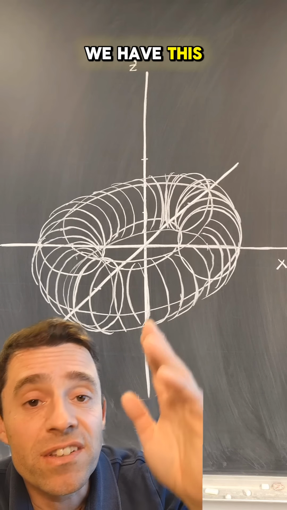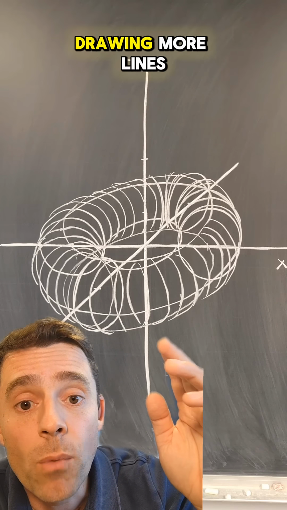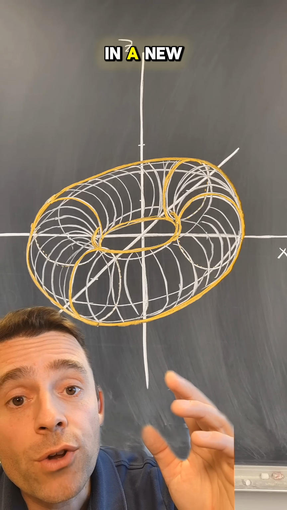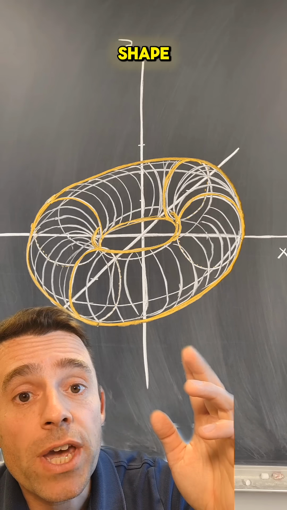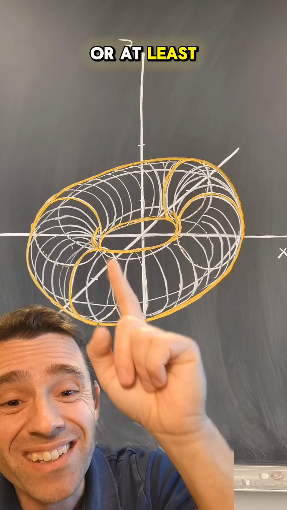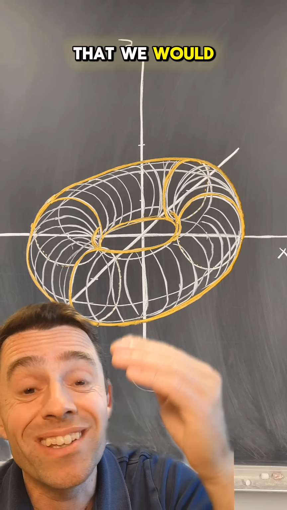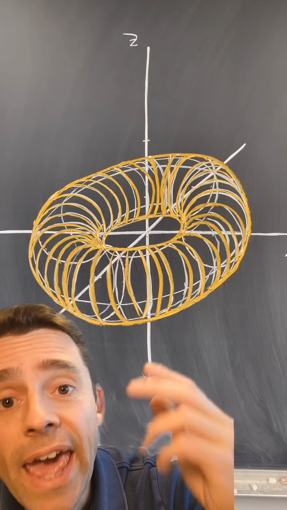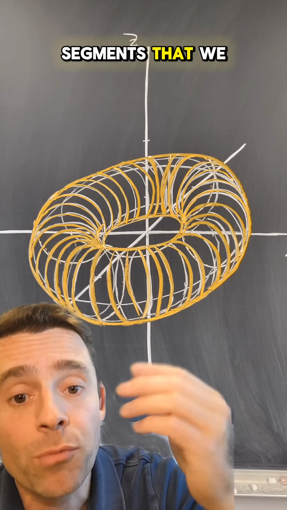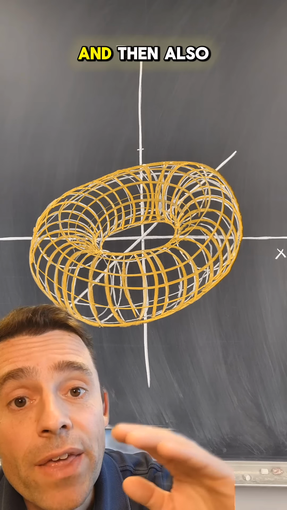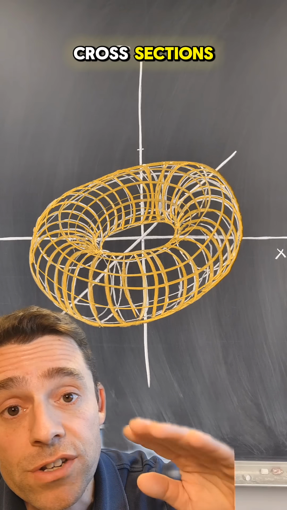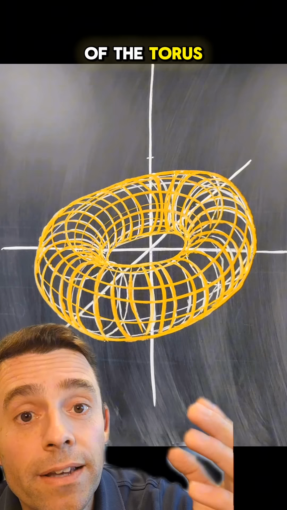And now that we have this full shape, I can start drawing more lines in a different color at the edges. So we draw in a new color the edges of the entire shape, and then also some of the main circles, or at least the segments of the main circles that we would see from our perspective. Add in some more of those smaller circles, at least the segments that we would see from our point of view. And then also add in some of the circles that appear in the horizontal cross sections of the torus. And that's it.